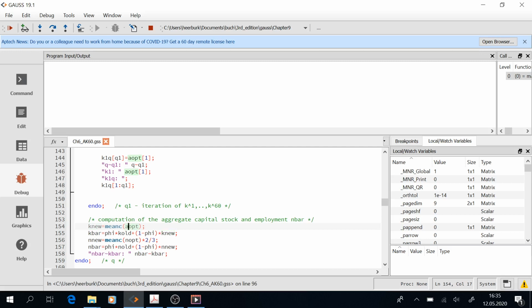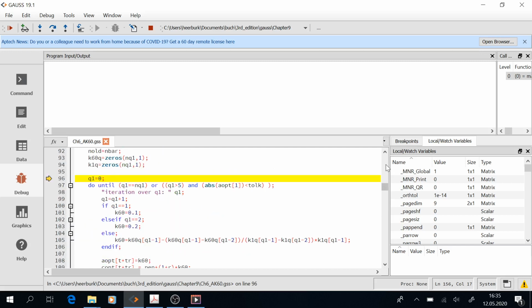We update the capital stock k bar by a weighted average of k old and k new, and the same for the new labor supply, which is just mean labor, mean column nopt, times 2/3, the number of workers. And we iterate over this outer loop, the aggregate capital stock and the aggregate employment, until it converges.